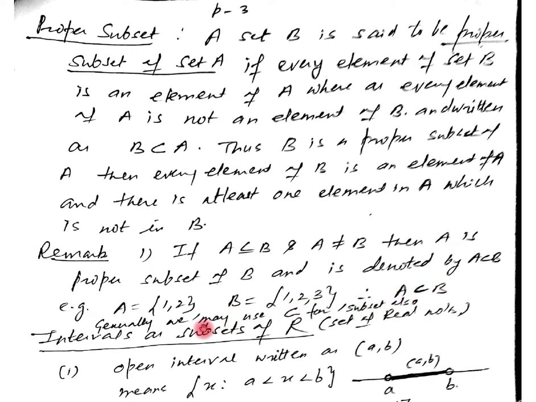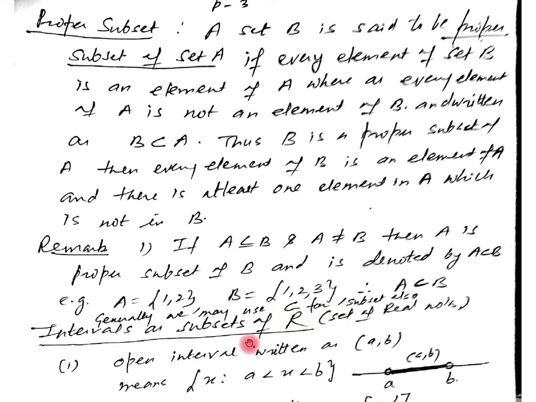But generally in books, we may use this sign also for subsets. It is understood the subset may be equal to the set also. In some books we are putting this sign for subset also. So don't get confused. Otherwise, this is the sign for proper subset, and if we put the sign of equal here, then it becomes subset. But it may be considered that this is also the sign for subset.